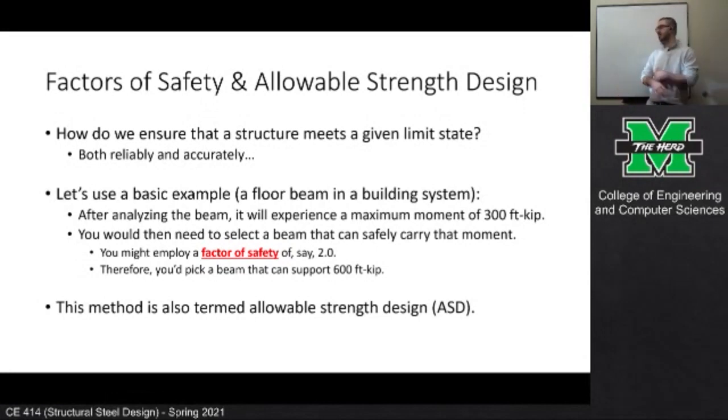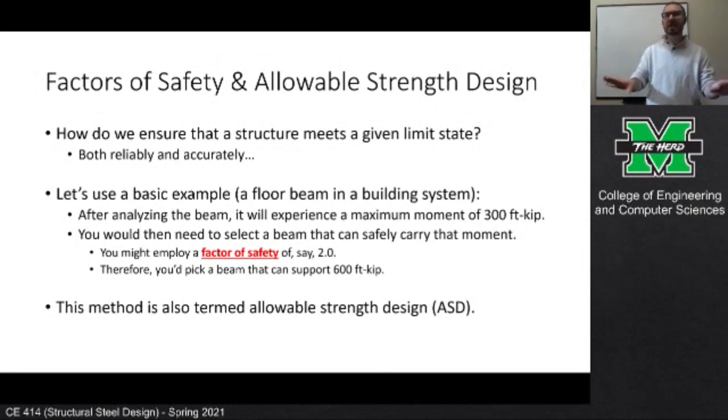So all the structural analysis, all of the shear diagram, moment diagram yielded a bending moment of 300 foot kips. Well, if I use a factor of safety of 2, I'll design that beam to support 600 foot kips. So I amplify the bending moment that I get from my analysis by some factor of safety, and then that's the value that I then use to design, okay?